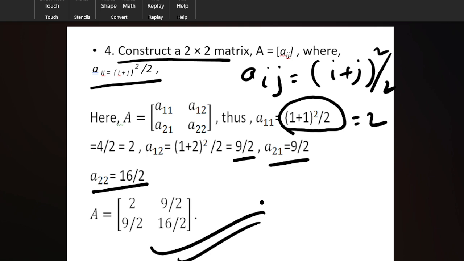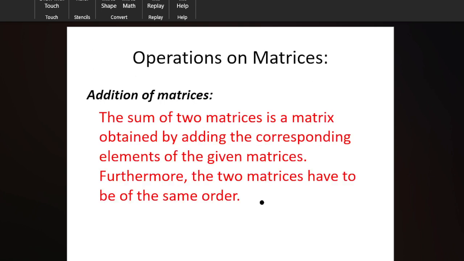So the construction may also be of order 2 by 3. A 2 by 3 matrix has how many members? 2 into 3, 6 members. So we have to find out 6 members. Now, operations on matrices.